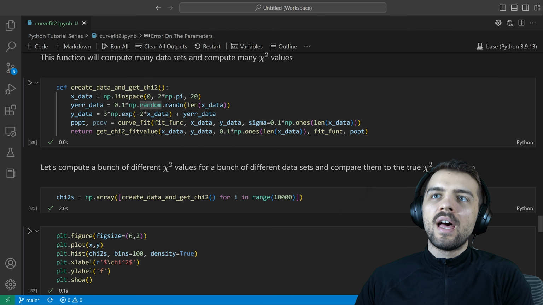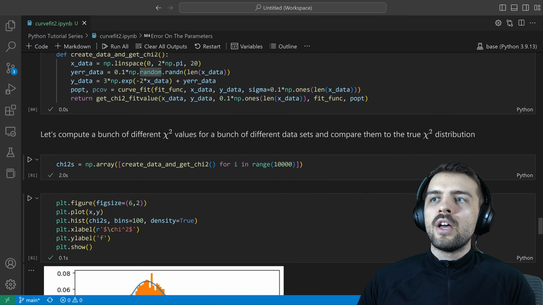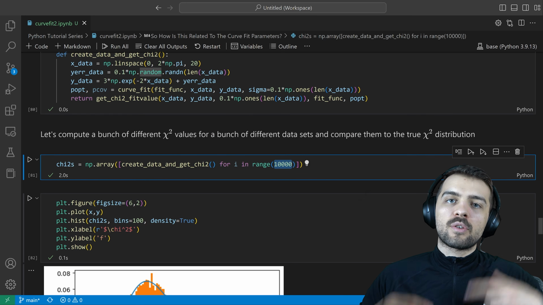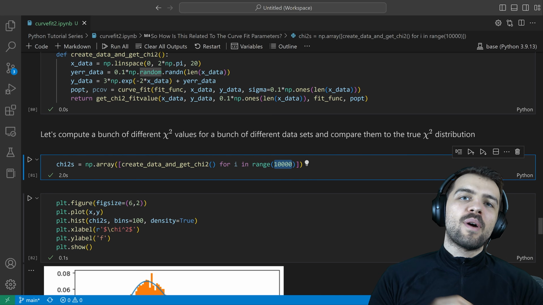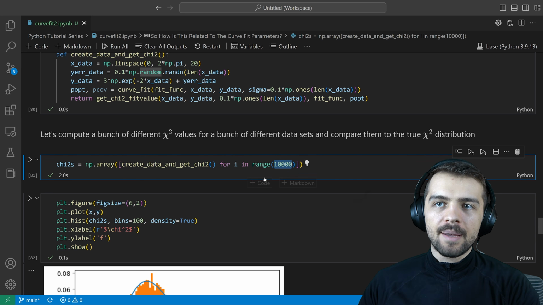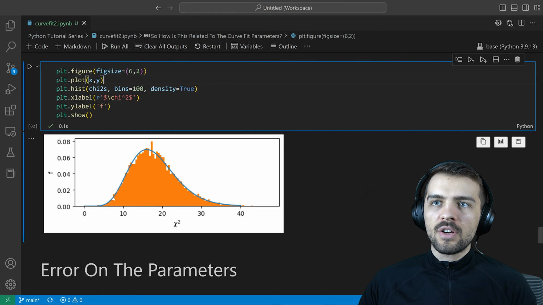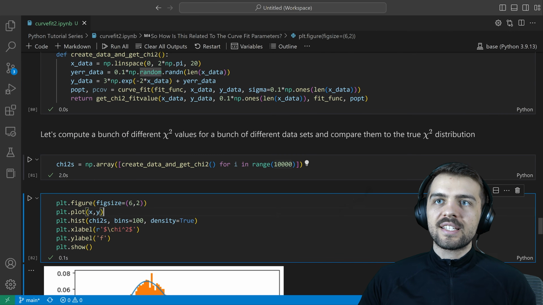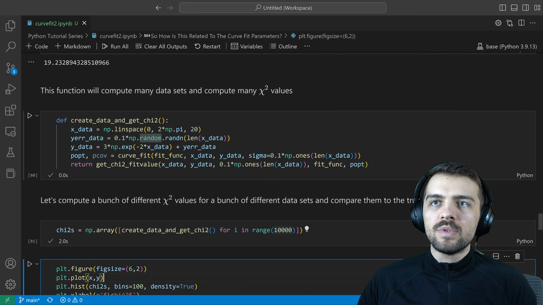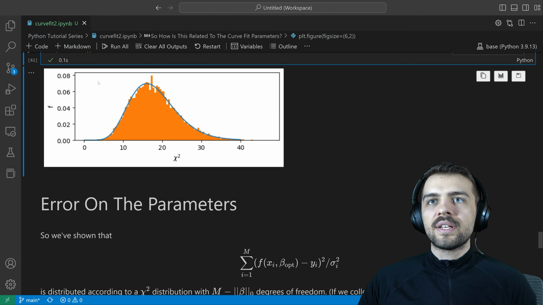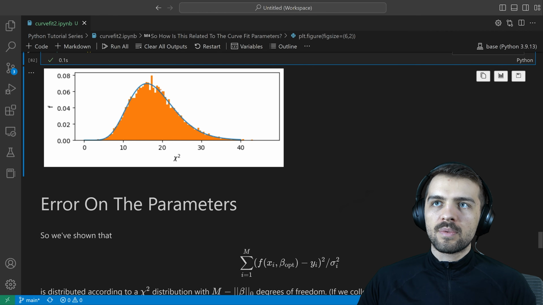Remember what I'm doing here. I'm creating a new data set. I'm curve fitting it and getting a chi-squared value. So doing this 10,000 times is like running 10,000 experiments where I collect a new data set every time. Then I can plot these chi-squared values next to my model function here, like I did above, only this time I'm doing it with creating new data sets. And I get the following distribution here next to the chi-squared values.